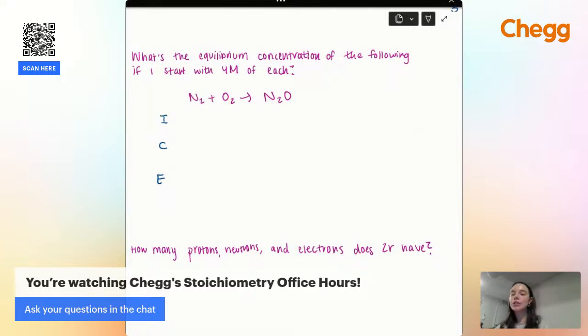We know that we start with 4 M's of N2 and O2 because it says each of the following, and this again should be reactants. I kept forgetting to write reactants when I wrote these questions, apparently. And then I'm getting ahead of myself because we need to balance this equation. It's not balanced.